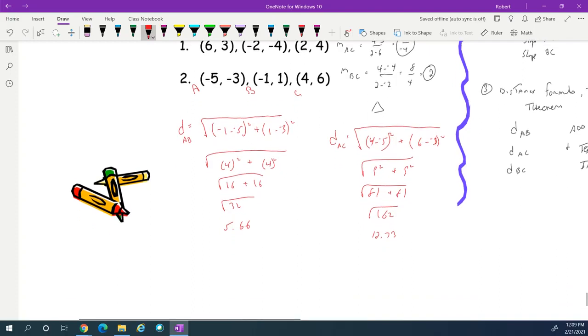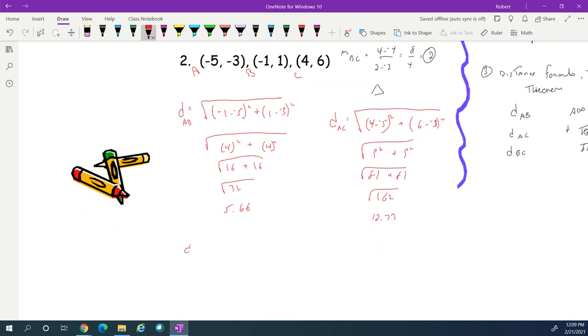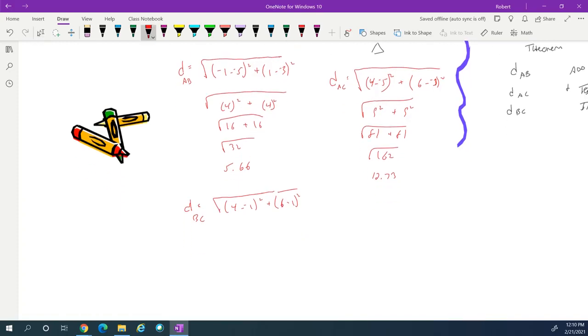And then finally, I'm going to do distance of BC. So distance formula here. 4 minus -1, 6 minus 1. So I'm just going to give myself a little bit of room here. I'll scroll back. It's 5 squared, 5 squared, 25 and 25, square root of 50, 7.1.